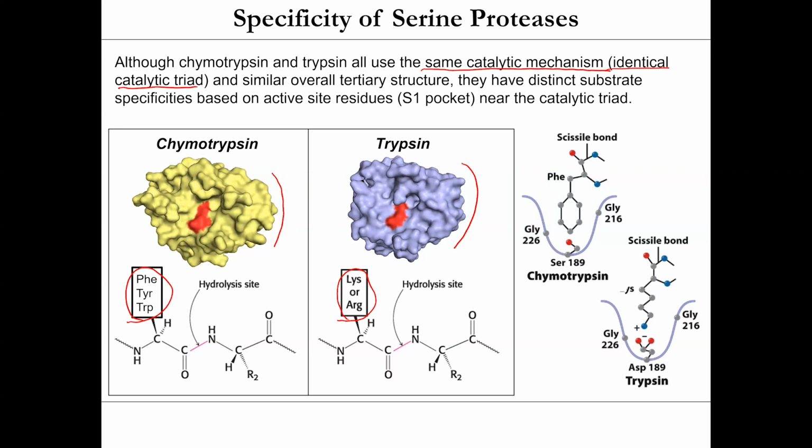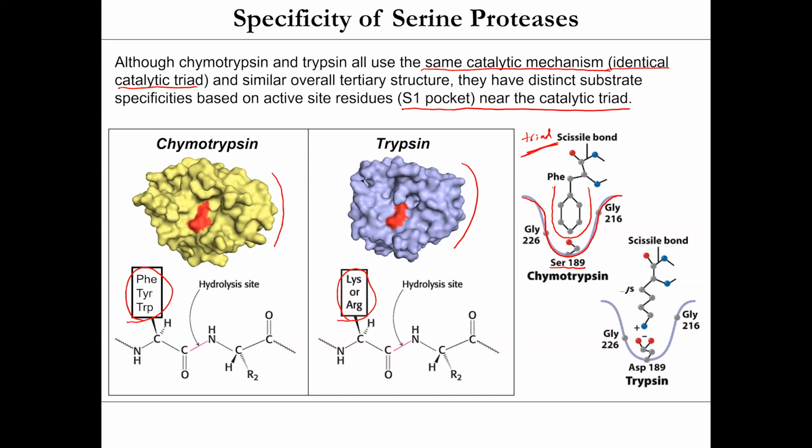So this distinct substrate specificity between these two enzymes is based on active site residues in an area known as the S1 pocket that's near the catalytic triad. So you can see here with chymotrypsin, it has a very deep pocket, and then it has a serine residue, serine 189, at the bottom of that pocket. So the catalytic triad is going to be adjacent to this region, like up in this region over here. But it has this deep S1 pocket and a serine 189 that allows it to interact with these bulky aromatic residues.